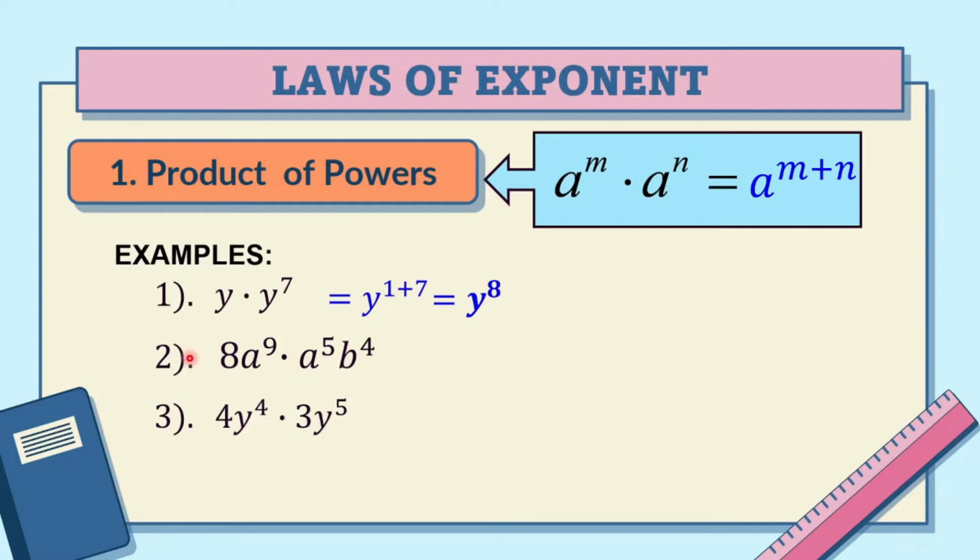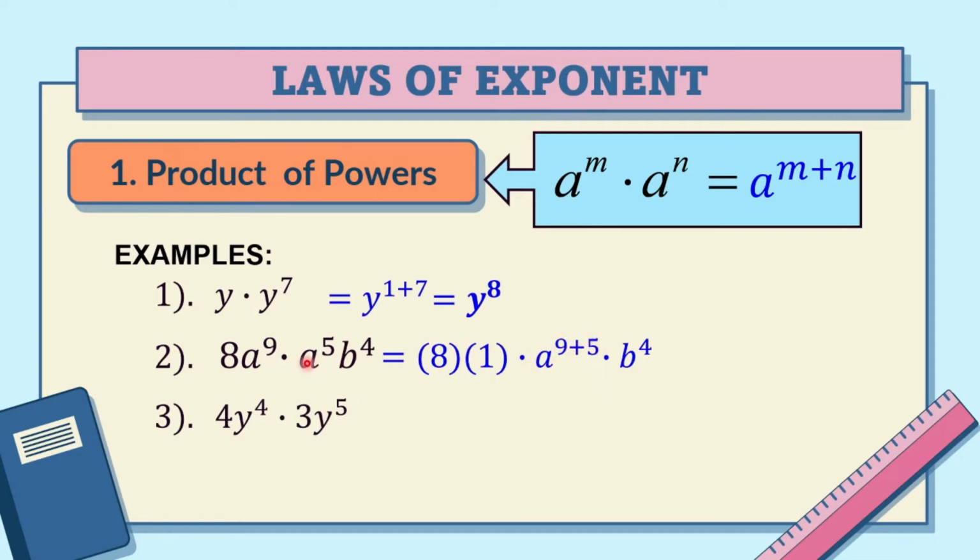Okay, number 2, we have 8a raised to 9 times a raised to 5 b raised to 4. Okay, so first, we are going to multiply the coefficient dito sa ating first term which is 8, and 1 naman dito sa ating ikalawa, which is kapag walang nakalagay, automatic na that is 1. Okay, so next, ang ating first variable na gagamitin is yung letter a. So, kukunin natin yung base a. Then, copy the exponent na 9 and the 5. So, we're going to add them.